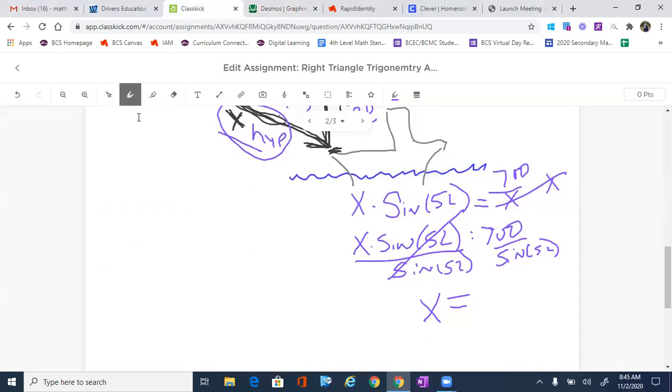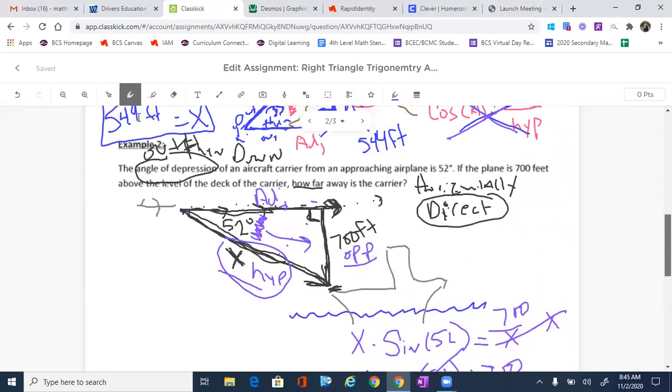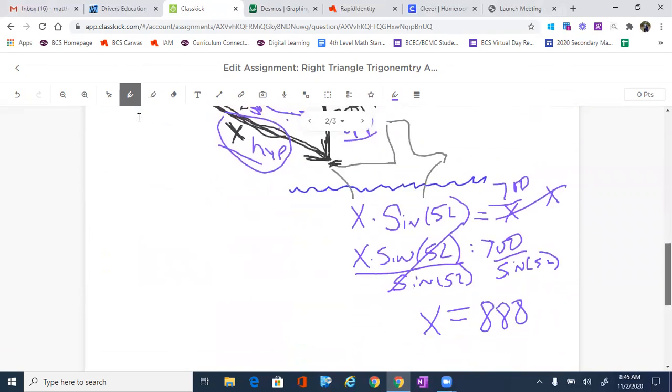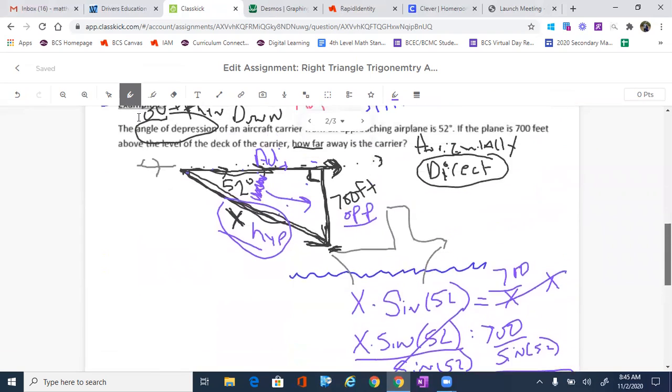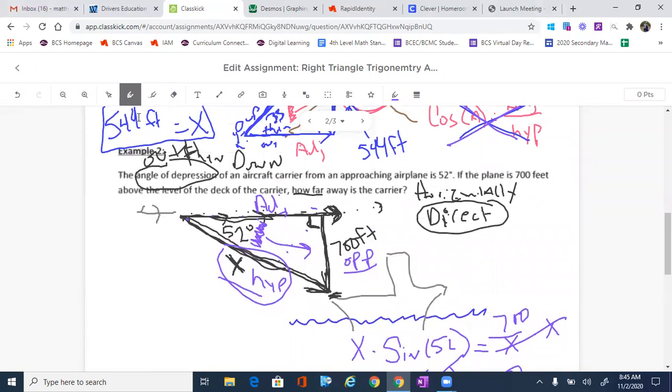888. So I come down here, I'm going to say that is 888. And then we were talking about feet. So we're 888 feet away from that aircraft carrier if you're in that plane. And remember, that is the direct distance to the aircraft carrier, not the horizontal distance. And we just distinguish the difference.